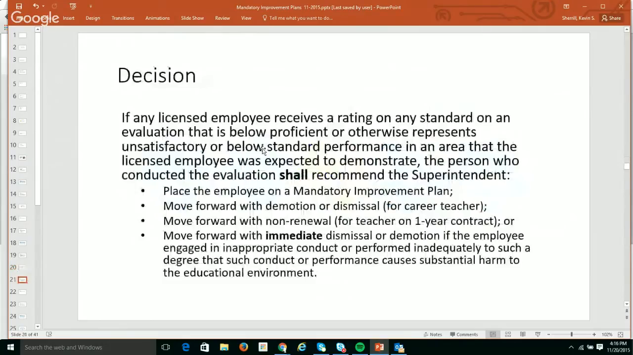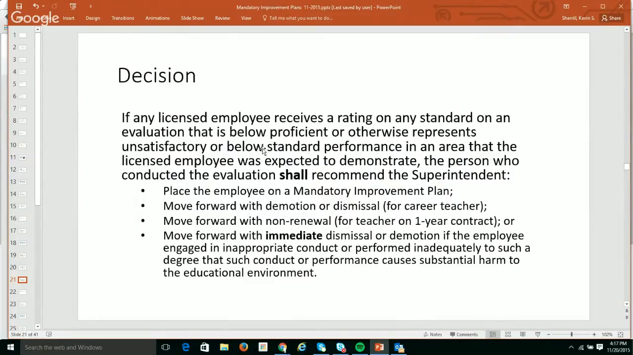And what the statute says about that is if any licensed employee receives a rating on any standard on an evaluation that is below proficient or otherwise represents unsatisfactory or below standard performance in an area that the licensed employee was expected to demonstrate, and that's kind of some key language there, it had to be in an area the employee was expected to demonstrate, the person who conducted the evaluation shall, so it's mandatory, shall recommend the superintendent either put them on a MIP, move forward with demotion or dismissal, move forward with non-renewal, or move forward with immediate demotion or dismissal, meaning that you wouldn't wait until the end of the year to non-renew them. You would just go ahead and demote or dismiss them at that time.